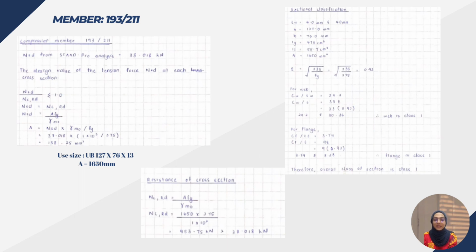1650 mm square. For the sectional classification, we got the value of 0.92. For the web, the calculated value is 24.2, which is lesser than the theoretical value of 30.36, so the web is class 1. As for the flange, the calculated value is 3.74, which is lesser than the theoretical value of 8.28, and the flange is class 1. Therefore, the overall class of section is class 1.